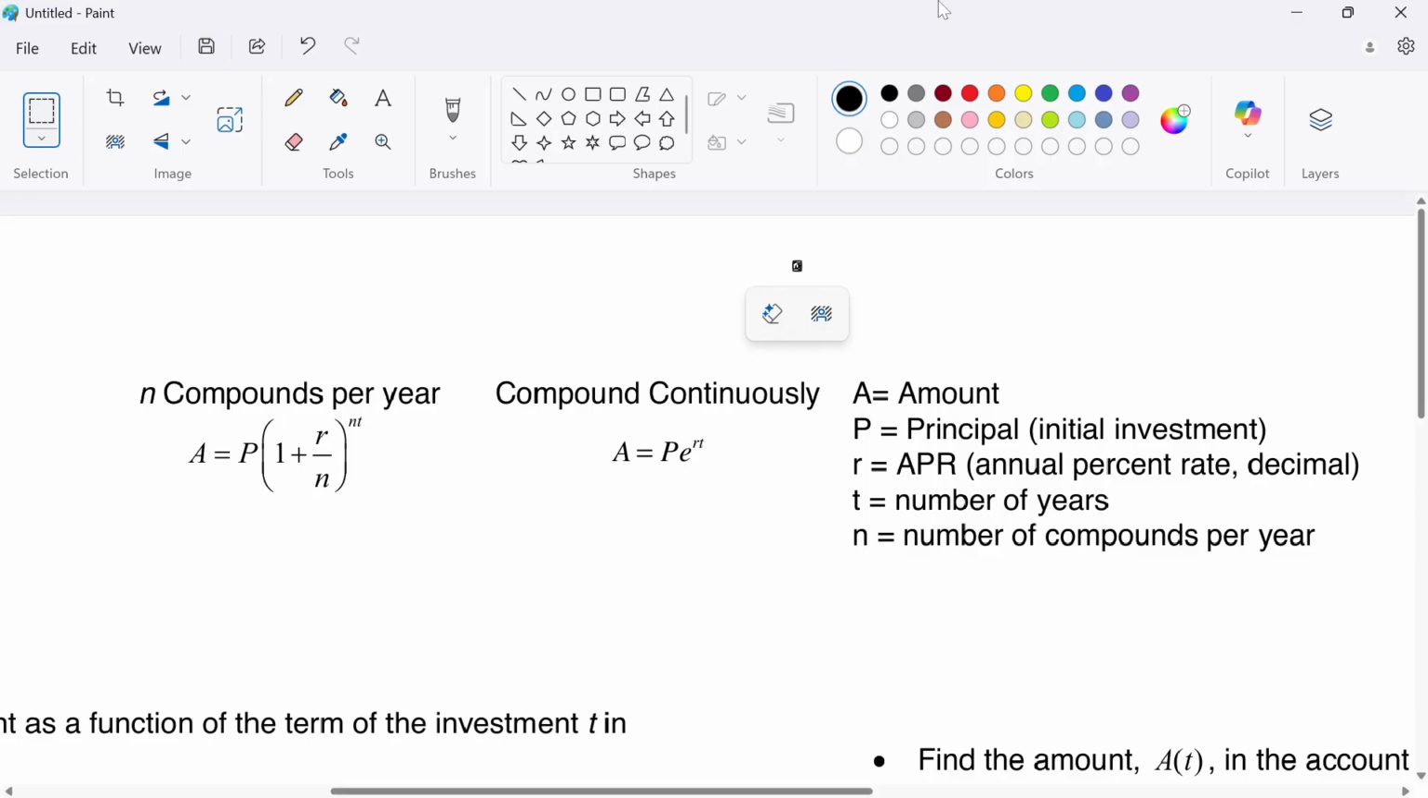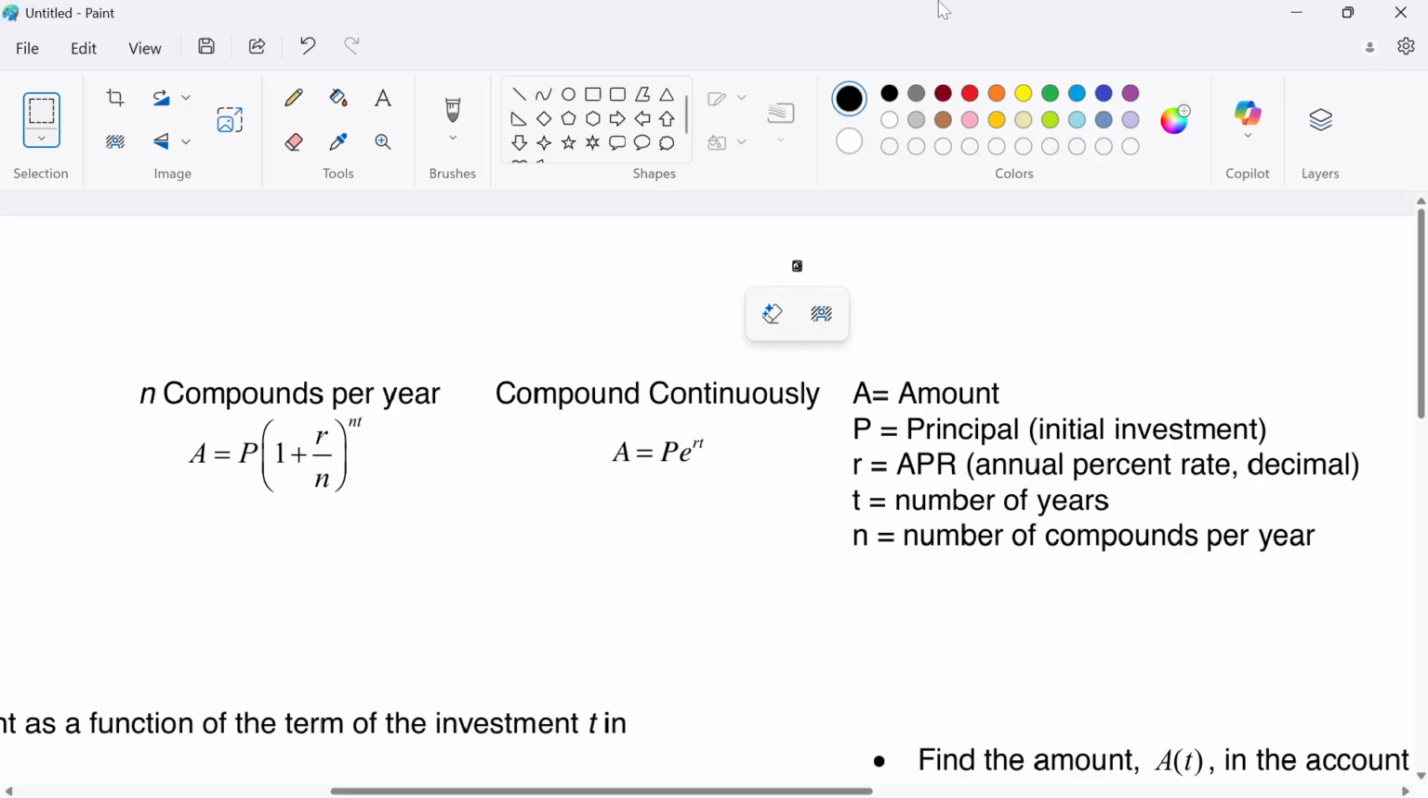A equals P times 1 plus r over n to the nt power, where n is the number of compounding periods, the number of compounds per year. t is the number of years. r is the interest rate, written as a decimal. So if you're given a percent interest rate, you have to divide by 100. P is the principal, and A is the amount that's accumulated.